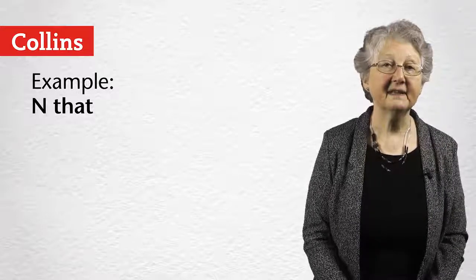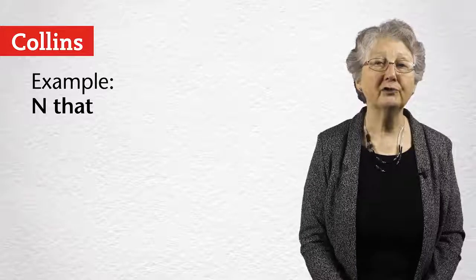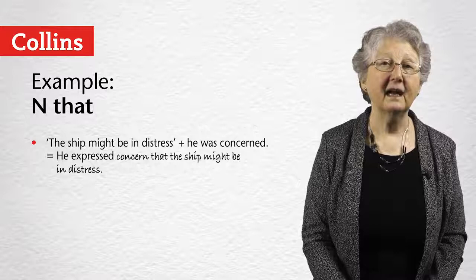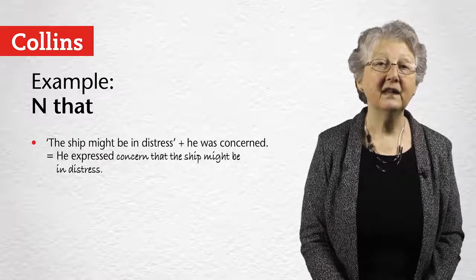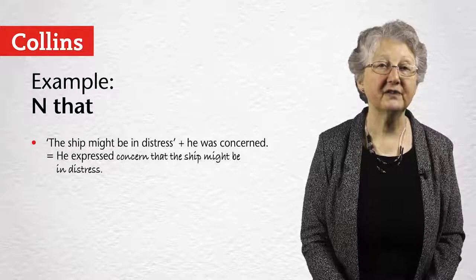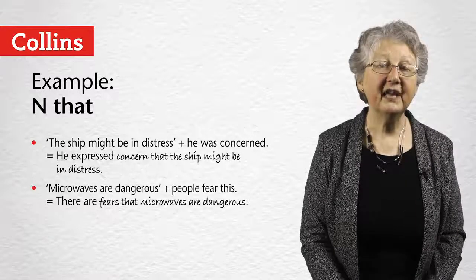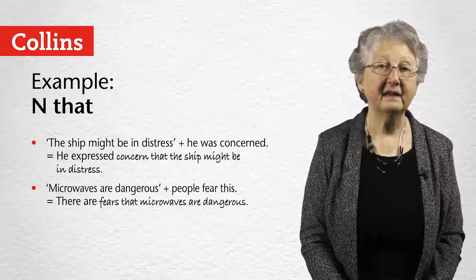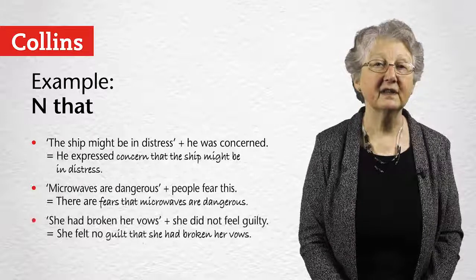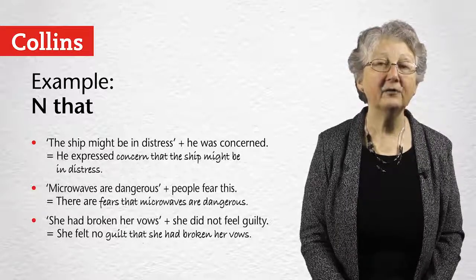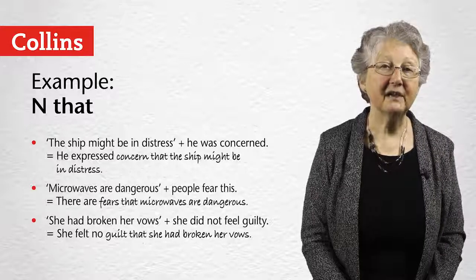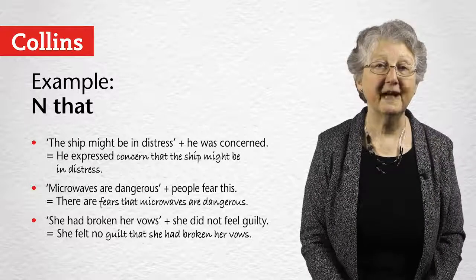In the next set of examples, the nouns are all to do with emotions. The ship might be in distress, and he was concerned. The learner writes, he expressed concern that the ship might be in distress. Microwaves are dangerous, and people fear this. The learner writes, there are fears that microwaves are dangerous. Or she had broken her vows, she did not feel guilty. The learner writes, she felt no guilt that she had broken her vows.